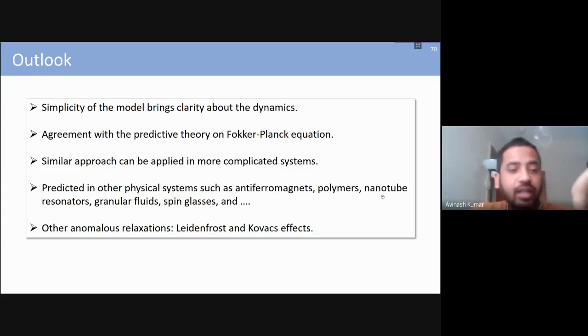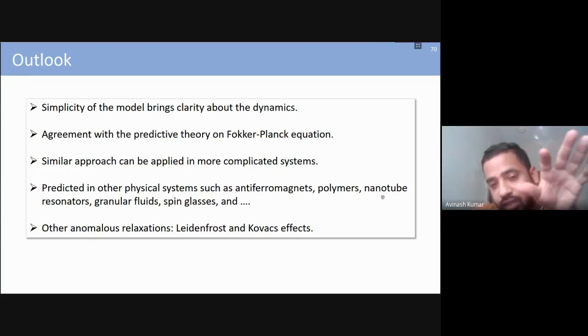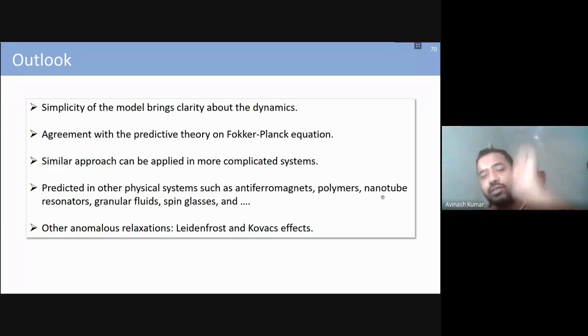But in nature, there are other anomalous relaxation processes. For example, the Leidenfrost effect, which is related to the non-monotonous survival time of liquid droplets when you put them on a hot plate, and the Kovacs effect, which takes the system away from equilibrium, which was actually induced because of an external force. But when you remove the external force, the system still continues to be in a state of non-equilibrium. So it might be very interesting to see whether these kinds of effects can also be observed in other kinds of systems.